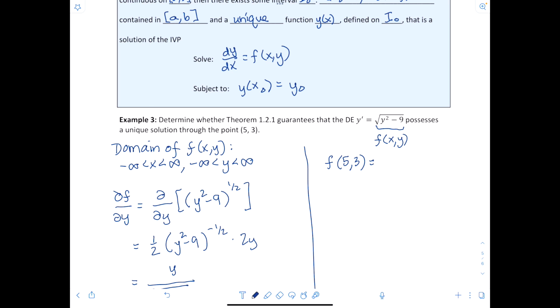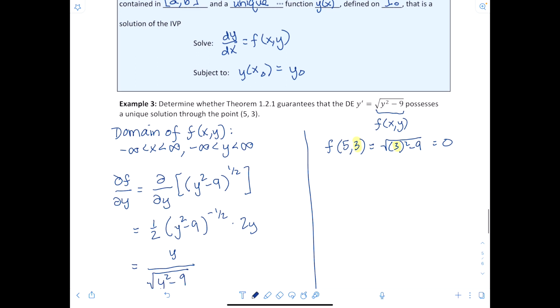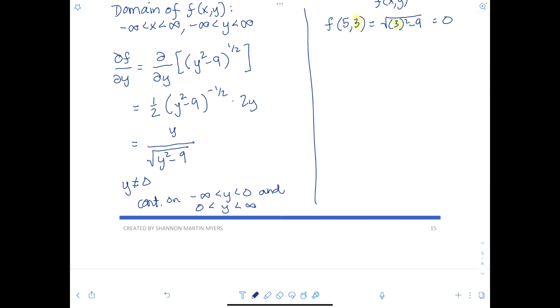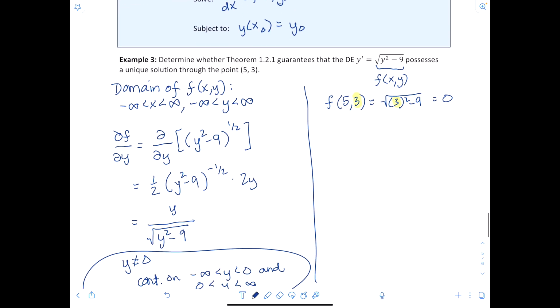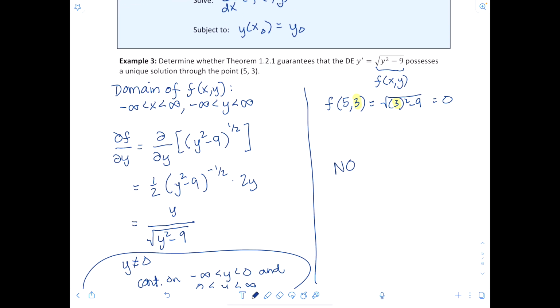So there's no x value to plug in. So when I plug the 3 in for y, I would get the square root of 3 squared minus 9, which of course is 0. So I'm just plugging in the 3 for y. There was no x to plug in, so I didn't need to worry about x. But do you see how this doesn't work for this requirement, right? So the answer to this would be no.